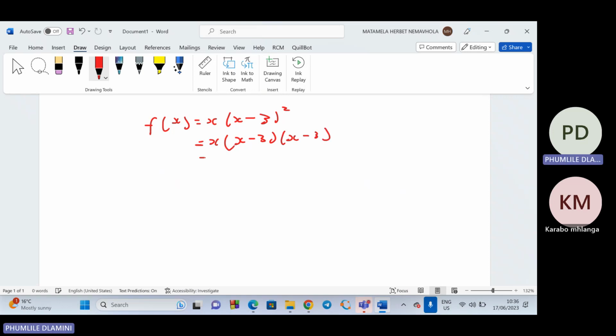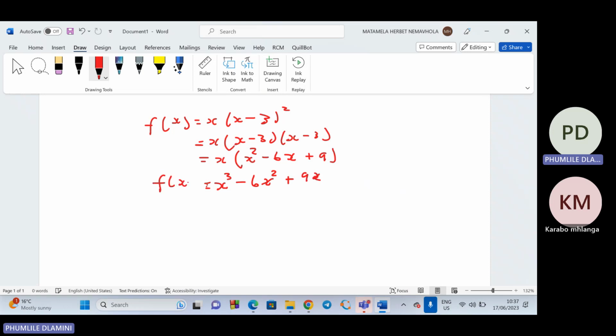You are solving, then this is going to be x in brackets: x times x, you know that is going to give you x squared. x times minus 3 is going to be minus 3x, and the other one minus 6x. Minus 3 times minus 3 is going to be plus 9. Then you can multiply everything by x. Then we're going to get x cubed minus 6x squared plus 9x.